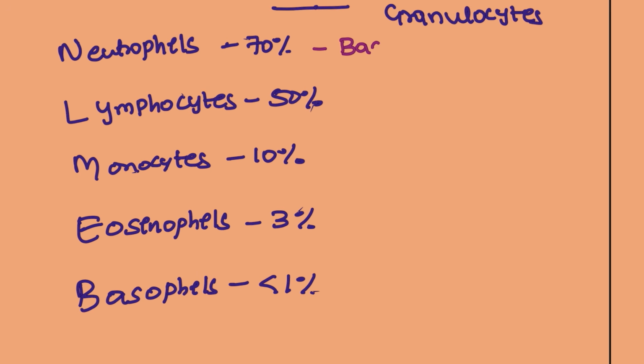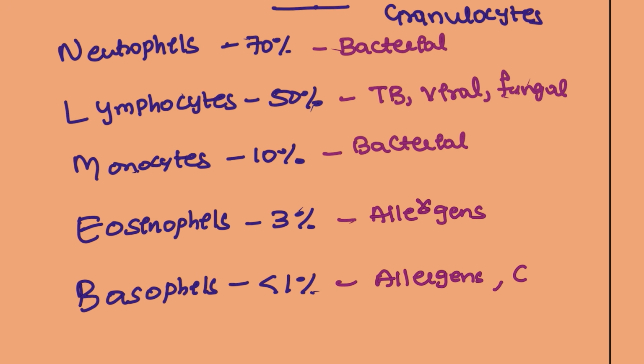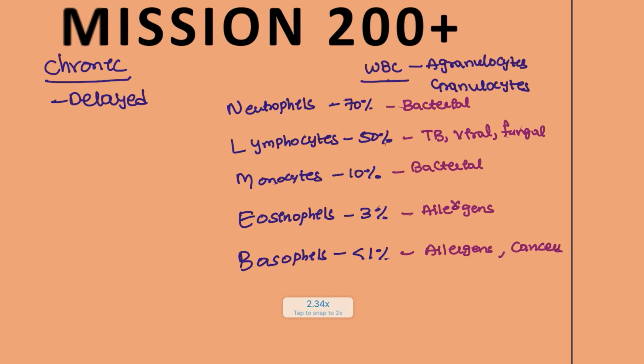Neutrophils are most commonly elevated in bacterial conditions, right? Lymphocytes are elevated in TB or viral conditions, and even fungal conditions. Monocytes are also elevated in bacterial conditions, with macrophage production, and eosinophils are mostly associated with allergens, and basophils are also associated with allergens. And other than allergens, you can remember this is associated with cancers like leukemia; those conditions will be elevated.